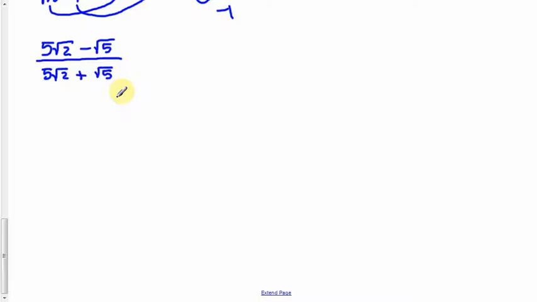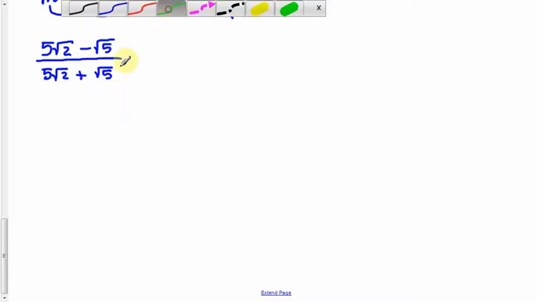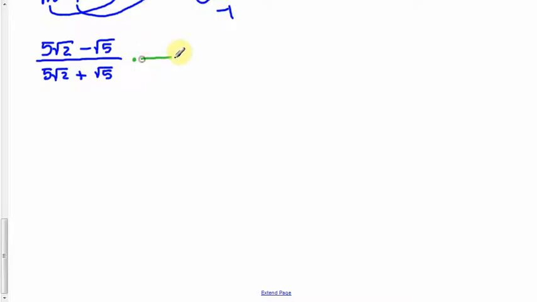Now, you're probably going, those are conjugates of each other, but they don't do you any good if they're top and bottom, right? So I still have to rationalize this denominator. You're going to multiply by the conjugate of the denominator, which is 5 square root of 2 minus root 5. And whatever you do to the denominator, you do to the numerator.